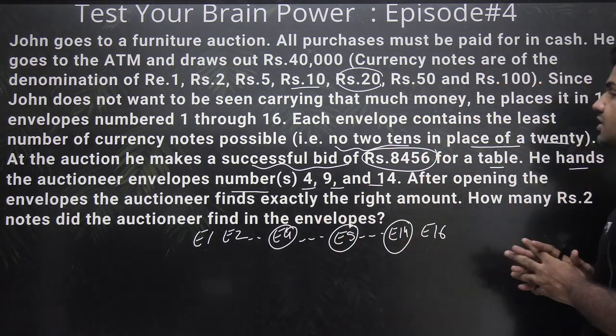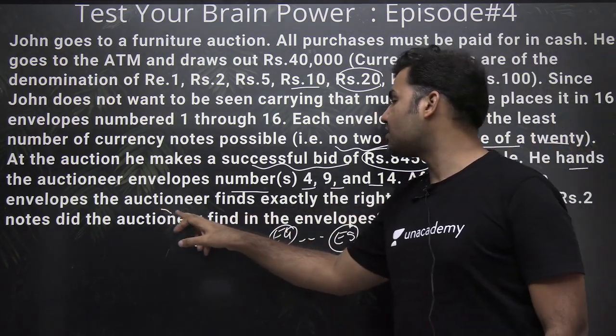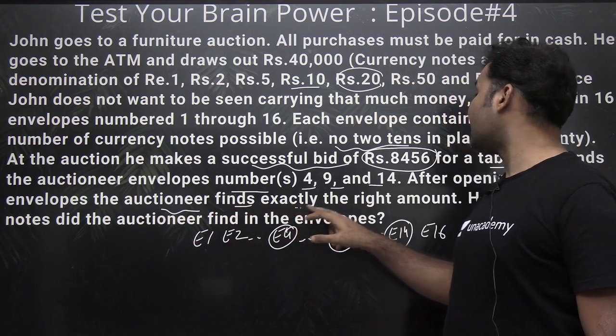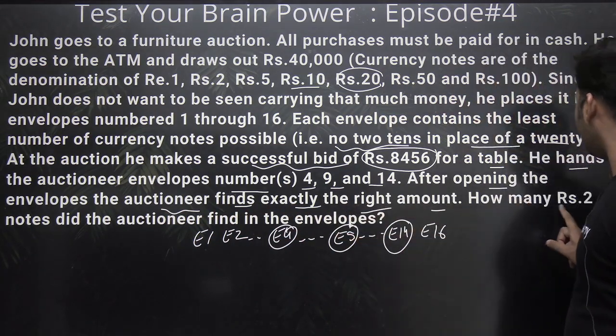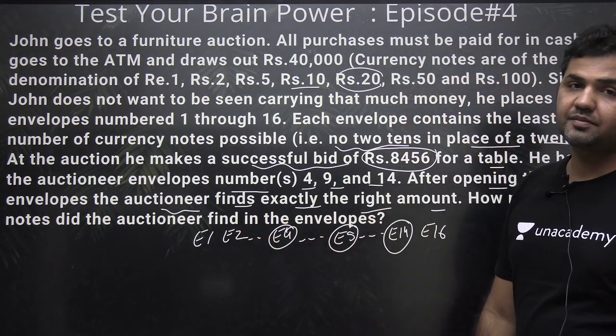He hands the auctioneer envelope number 4, 9 and 14. After opening the envelopes, the auctioneer finds exactly the right amount. How many rupees 2 notes did the auctioneer find in the envelopes?